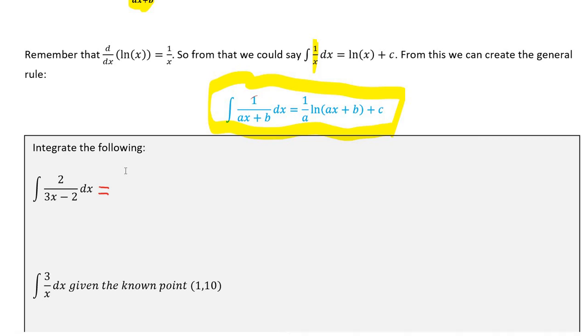Aside from that, guys, everything else is pretty much exactly the same as the rule. Instead of A, we have 3. Instead of B, we have -2. And we can just sub that into the rule as it's given to us. So 1 over A would be 1 over 3, and then we're timesing it by ln. What's in your brackets is just going to be the same as what's underneath your fraction. So it's going to be 3x minus 2. And then plus the constant of integration.